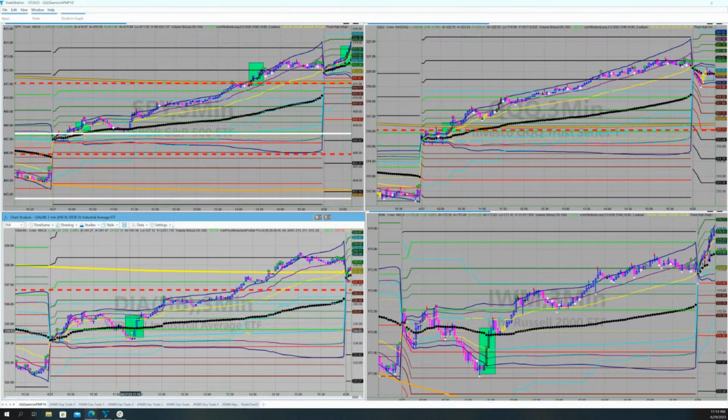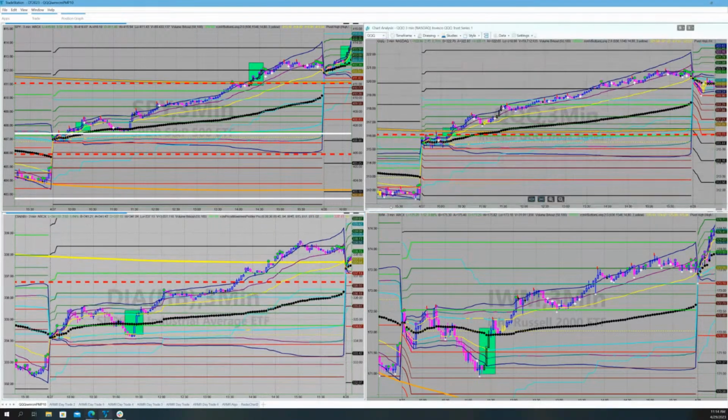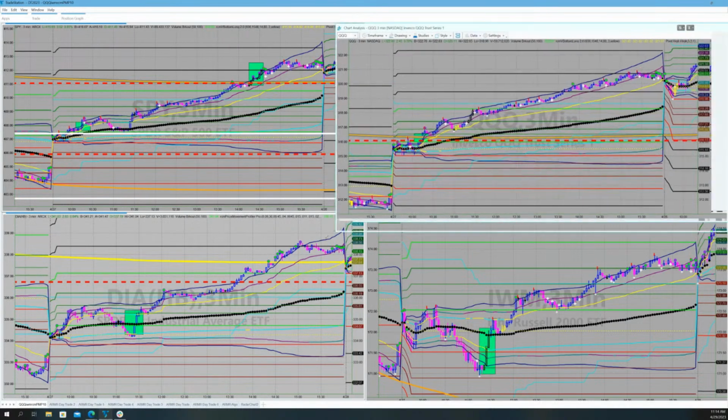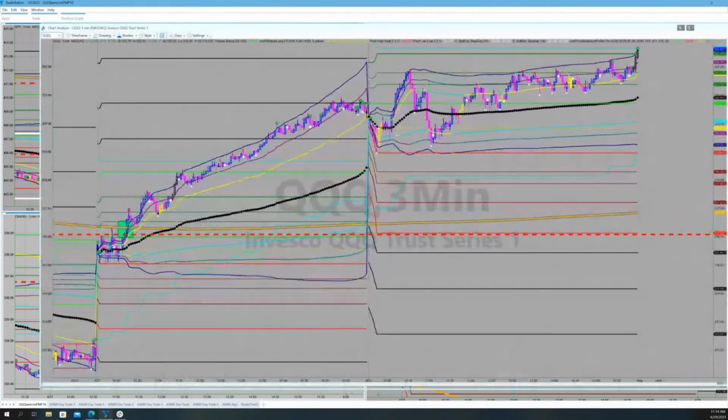And then a little bit later on, the Dow and the small caps showed up with a buy signal a little bit later in the day. And we can look at the NASDAQ 100 as our guide, as that was the biggest gain of the day.